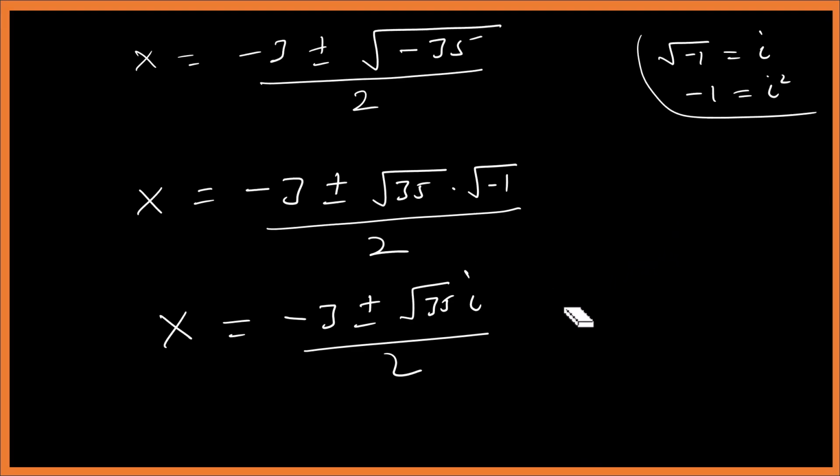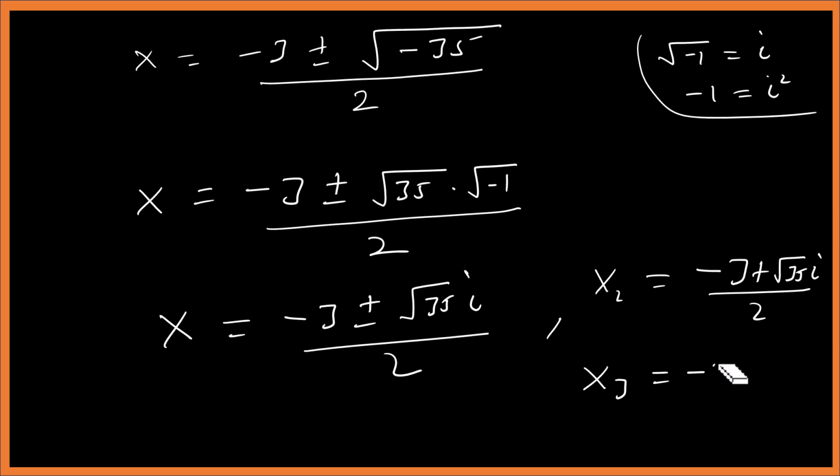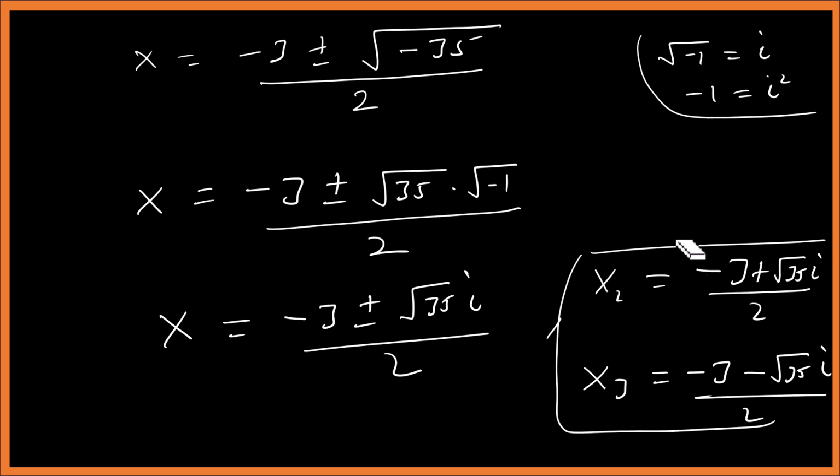So my x2, since we know our x1 already, that's the first answer. Minus 3 plus root 35 i on 2. Then the third one will be minus 3 minus root 35 i on 2. As simple as that.